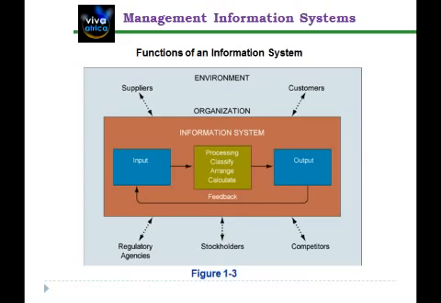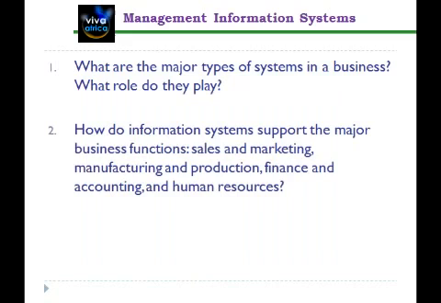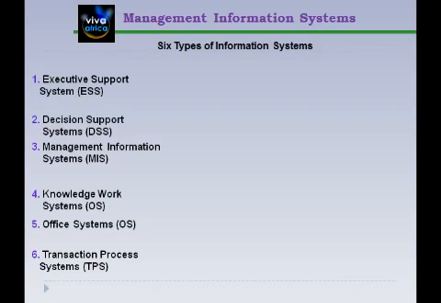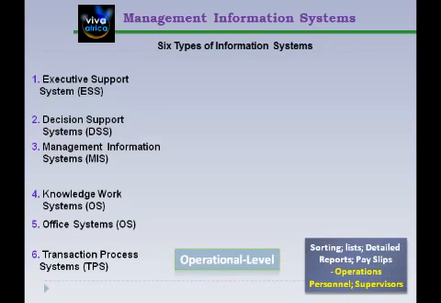So what are the main types of systems in business, and what role do they play? How do information systems support major business functions like sales, marketing, production, finance, accounting, human resource? From the structural perspective, we can identify about 6 types of information systems, which operate at different levels of an organization.